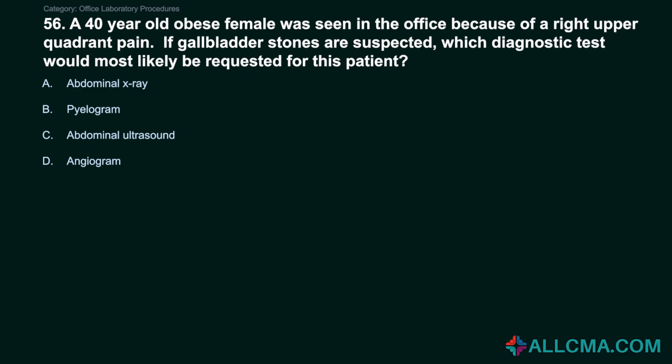56. A 40-year-old obese female was seen in the office because of a right upper quadrant pain. If gallbladder stones are suspected, which diagnostic test would most likely be requested for this patient? A. Abdominal X-ray. B. Pyelogram. C. Abdominal ultrasound. D. Angiogram. Correct answer, C. Abdominal ultrasound.